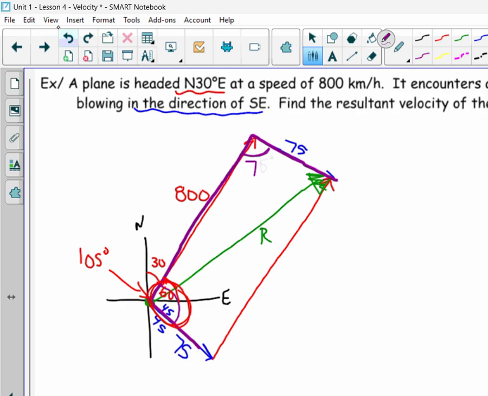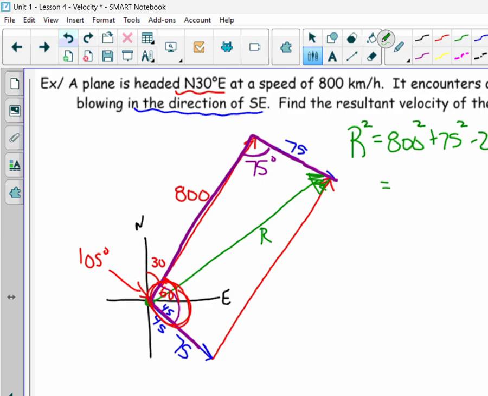Doesn't look like a 75. 75. Okay. I now have two sides and the angle between them. That makes this a cosine law question. So if I want to find R, I'm going to use a squared equals b squared plus c squared minus 2bc cos the angle in between them, 75.